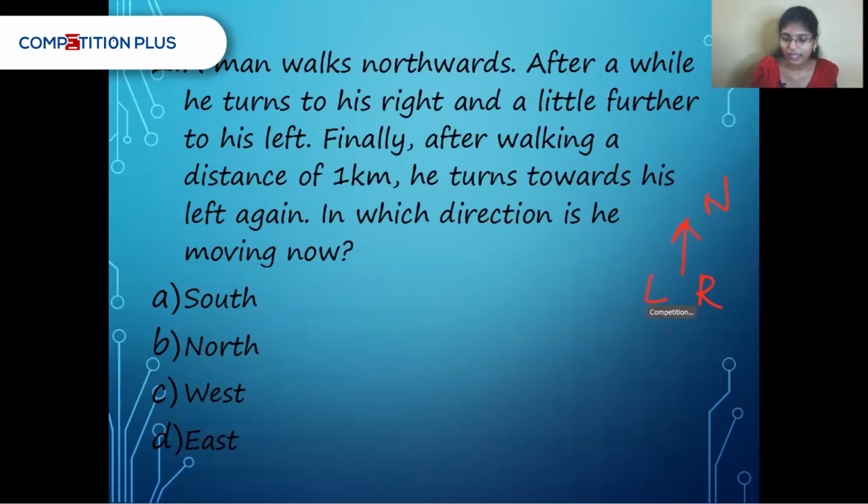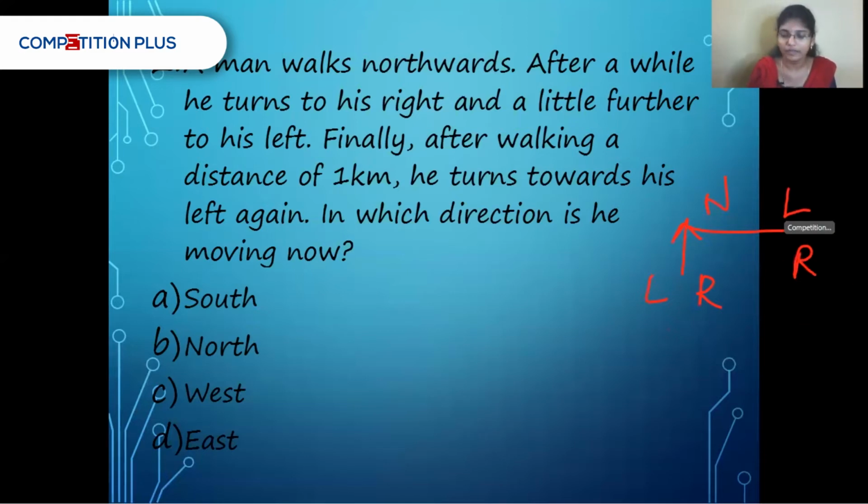Follow the question again. After a while, he turns to his right. Now he's moving towards his right. And a little further to his left. At the second position, at each turn the person is making, remember his right and left. I advise you to write it there in your map diagram. You write which is right and which is left at each movement, so that you will not confuse. So now this is his right and this is his left.